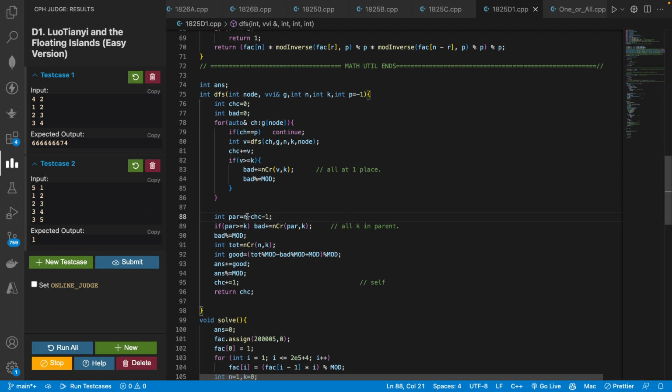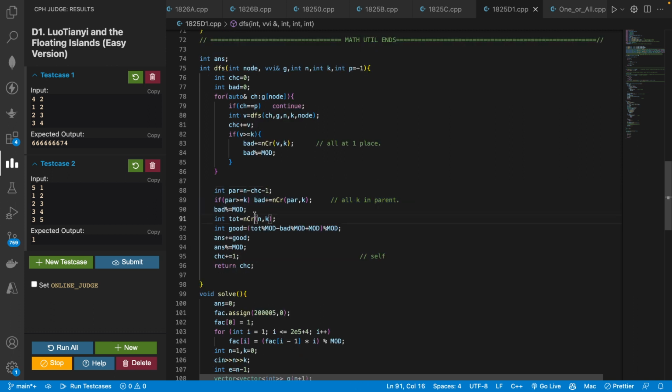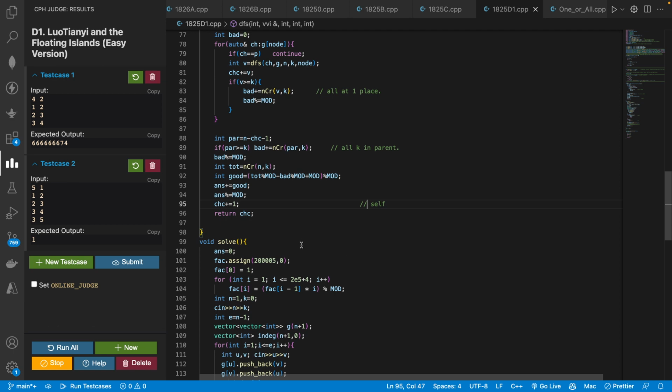So parent basically is n, the total number of nodes, minus the number of nodes in your child minus 1. And then I'll check if my parent count is greater than or equal to k. Then I'll have to check that all the k nodes, or all these colored nodes, should not be in that particular subtree, right? So similarly ncr parent comma k or parent comma 2. And then the number of good nodes would be the total number of nodes, that is nc2 or nck, minus bad plus mod. So this is the basic way of taking a mod, because when you're subtracting you just have to add the mod as well. Then the final answer would get incremented by the good number of combinations, right? And then you'll return the child count, but before returning it you'll add a 1 to it so as to denote the presence of the current node.